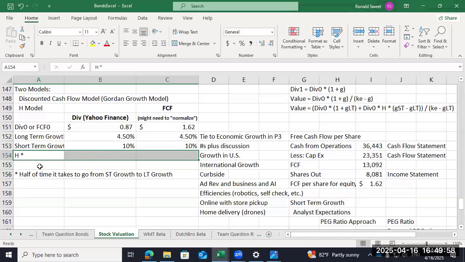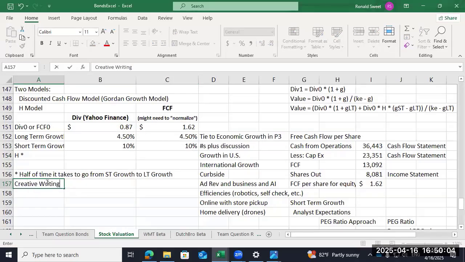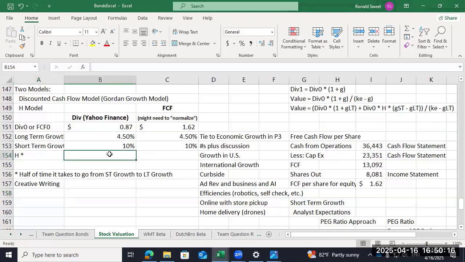So this is what we call, y'all probably have heard of this, creative writing. It's got to be rational, it's got to be logical, but there's no right or wrong. You just got to have some basis. Why do you think it's going to be 10 years or whatever? So have some rating. I'll say 8 years for Walmart. If I say 8 years for Walmart, then my H is 4. Your H is 1/2 of how many years that is. Okay. Once I have that, I'm almost done.